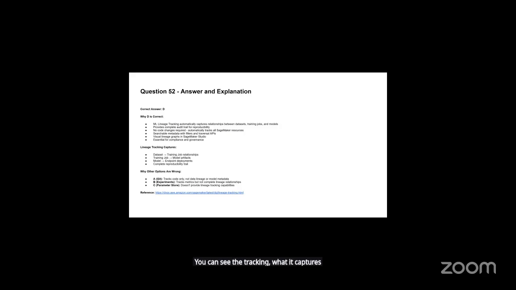You can see the tracking when it captures datasets, training job relationships, training job model artifacts, models, endpoint deployments, and a complete reproducibility trail. Why are the other answers wrong? So Git tracks code, not data lineage or model metadata. Experiments track metrics, but not complete lineage relationships. And Parameter Store doesn't provide lineage tracking capabilities.